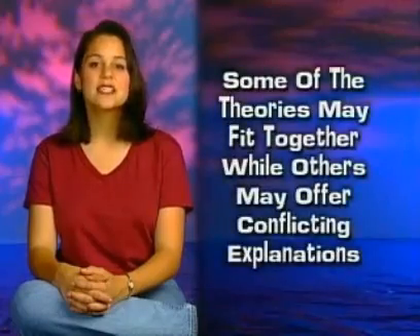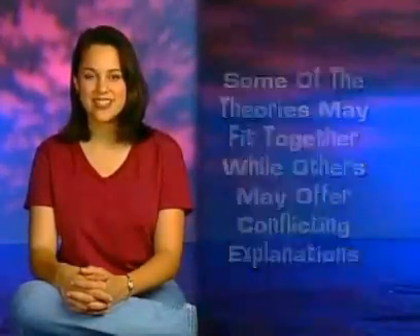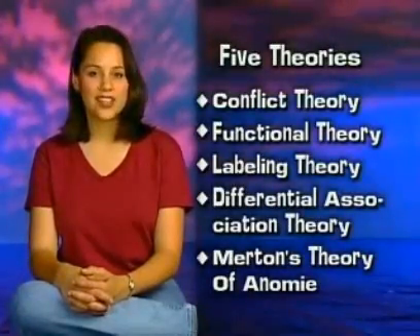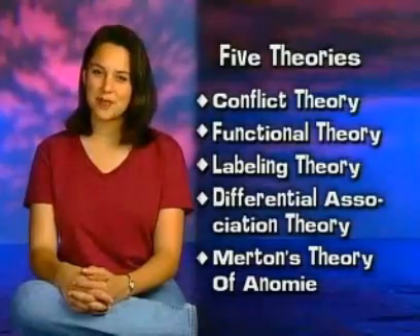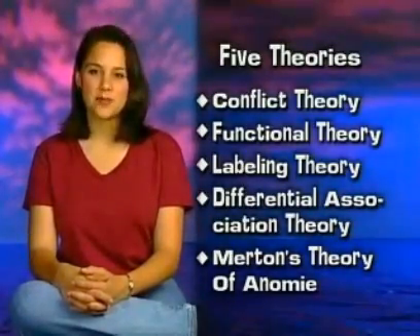These theories provide different ways of understanding why deviant behavior is ever present in society. Since these theories consider different aspects of deviance, some of the theories may fit together, while others may offer conflicting explanations. Deviance is complicated. The 5 theories we'll look at are conflict theory, functional theory, labeling theory, differential association theory, and Merton's theory of anomie, a concept built upon Durkheim's own theory of anomie.